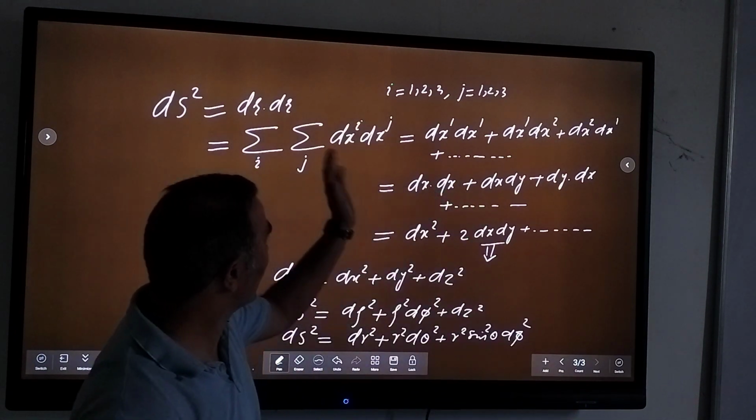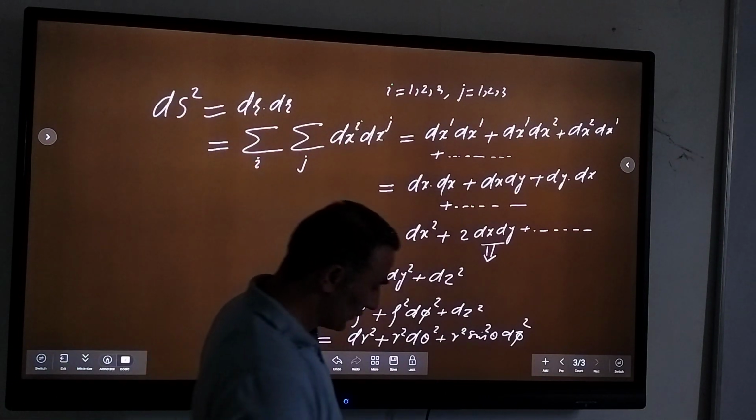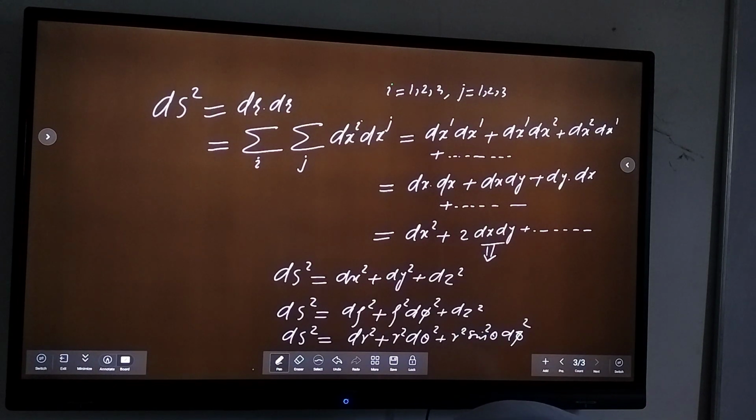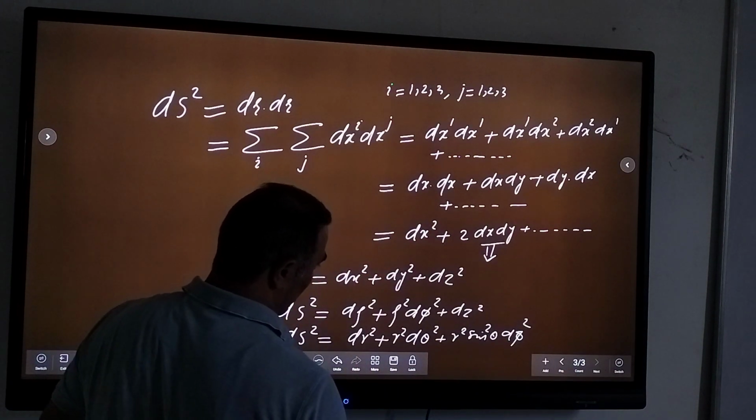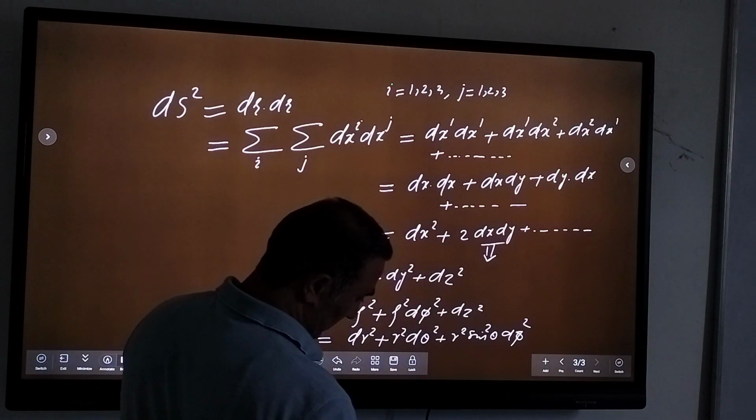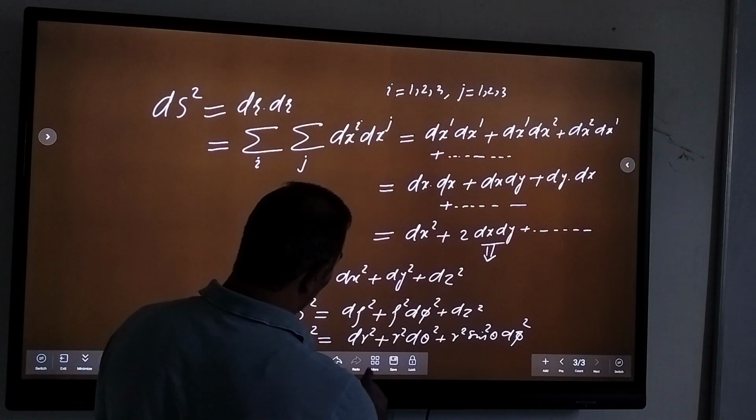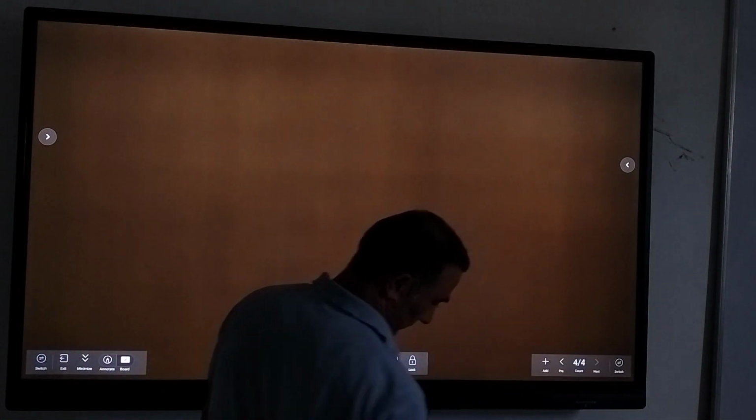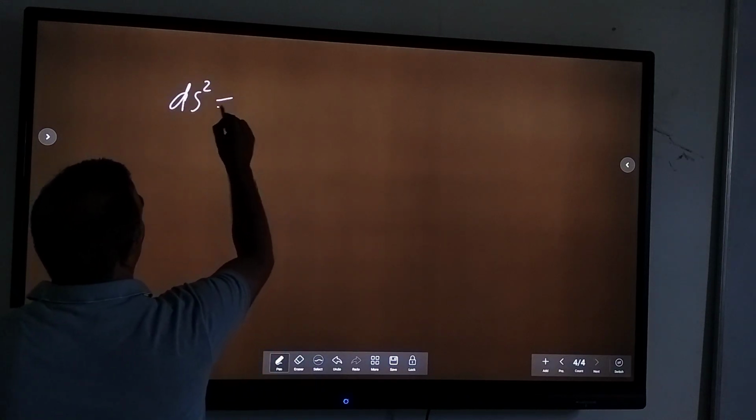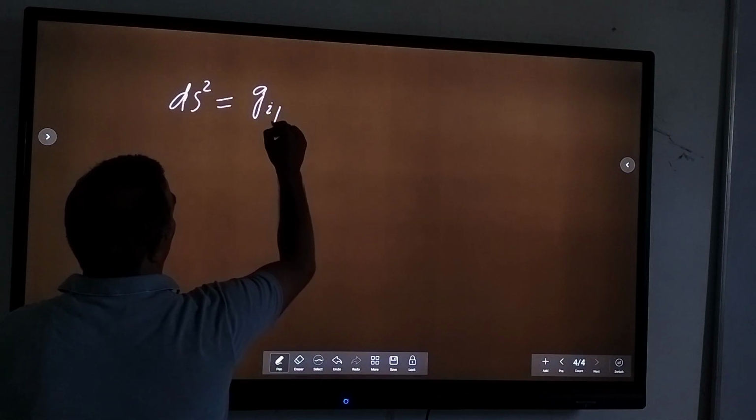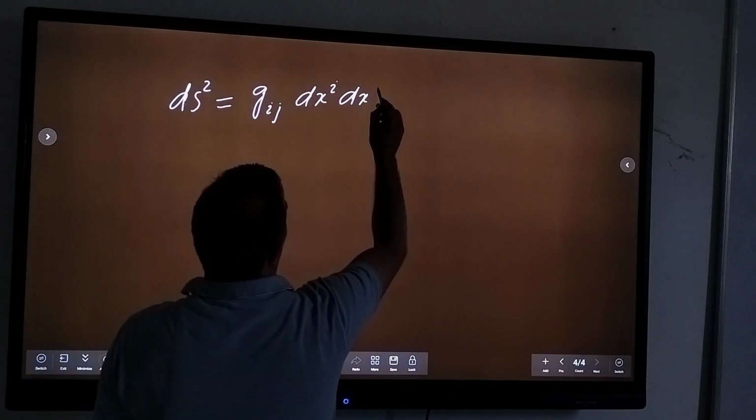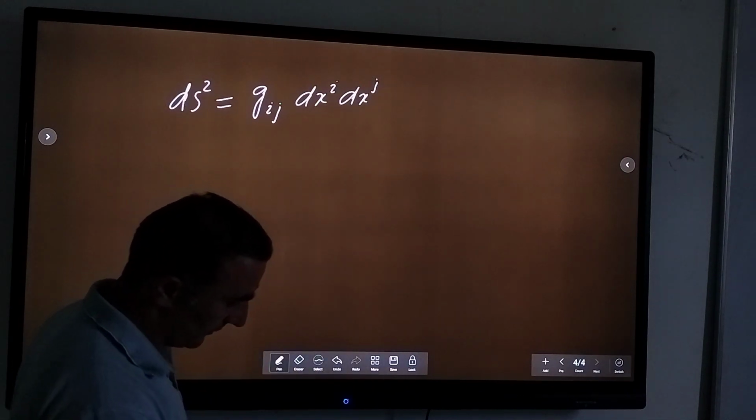So for that, I cannot write ds square in this manner, right? So what should we do? We should write now ds square as, I can write it this way.